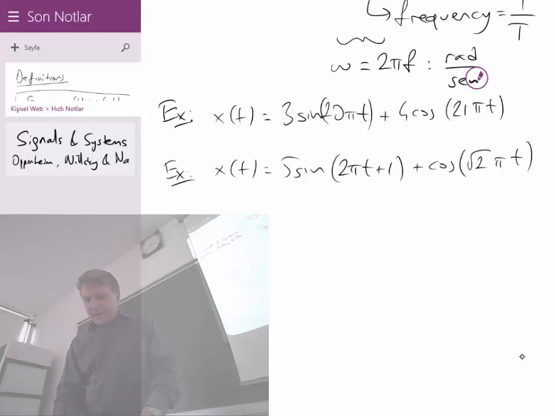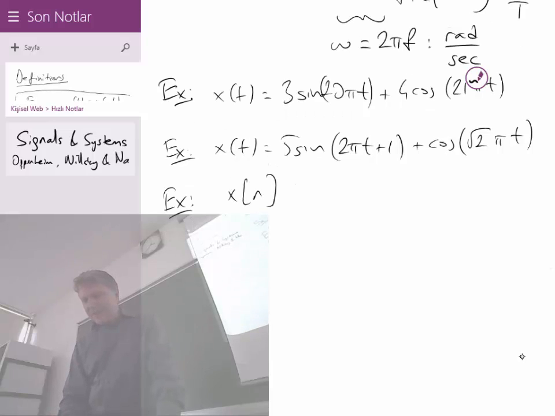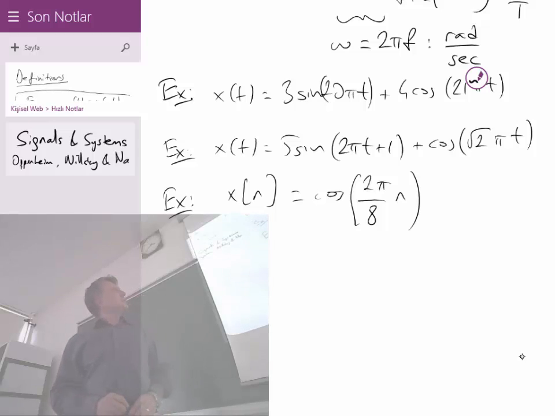Okay. Now comes an even more confusing discrete time signal. It's this. Let's start with the easier discrete time. x of n is equal to cosine 2 pi over 8 n. What is the period here? The period here is deliberately given to be very easy. It is 8.